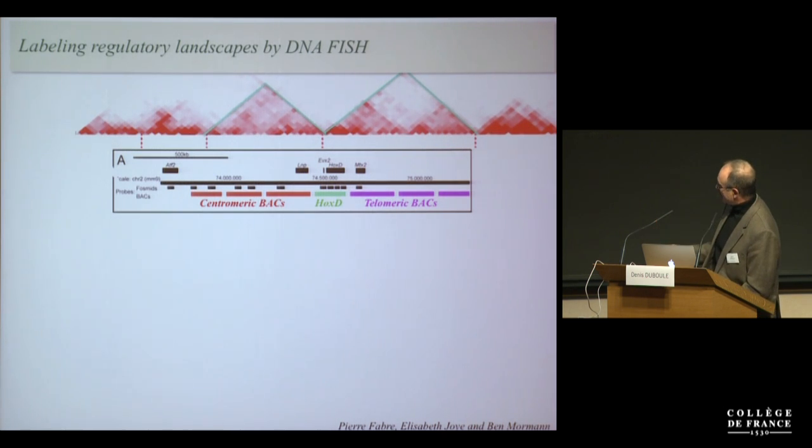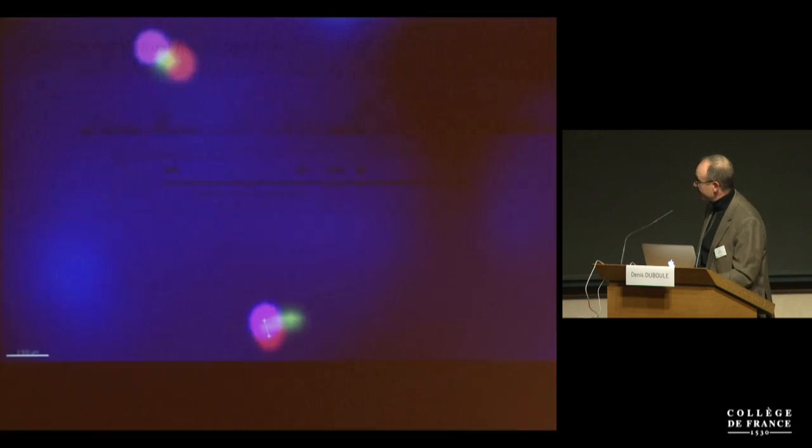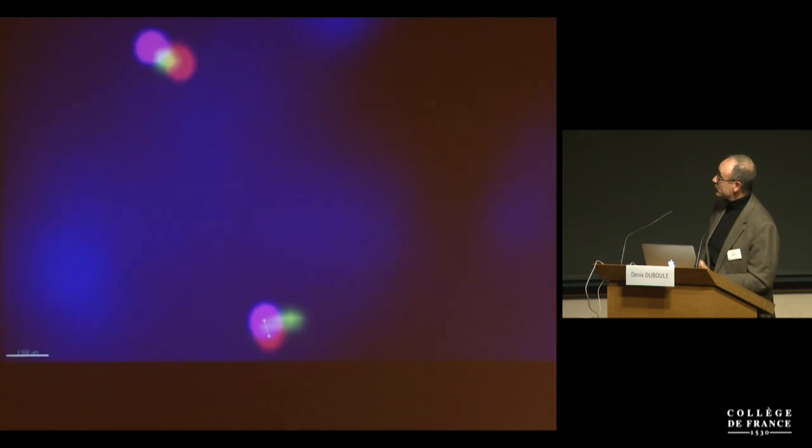Well, Pierre Fabre, in collaboration with Elisabeth Joye and Ben Moreman, decided to label the entire TAD by using contiguous BACs, so it's about 600 to 700 kilobases, and they labeled these TADs in red and these TADs in magenta, and they used a fosmid clone to label the HOXD cluster in green in the center. And these are the beautiful pictures you see here, these two chromatin balls here. So the two TADs, and in between here, you see the HOXD cluster.